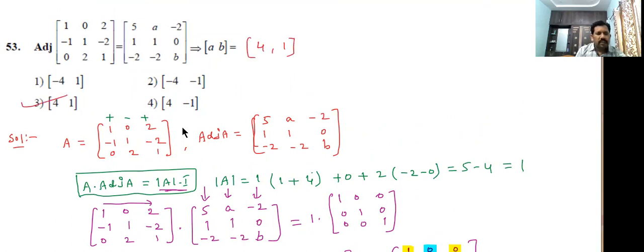Which option correct? Third option correct. Friends, are you understood?